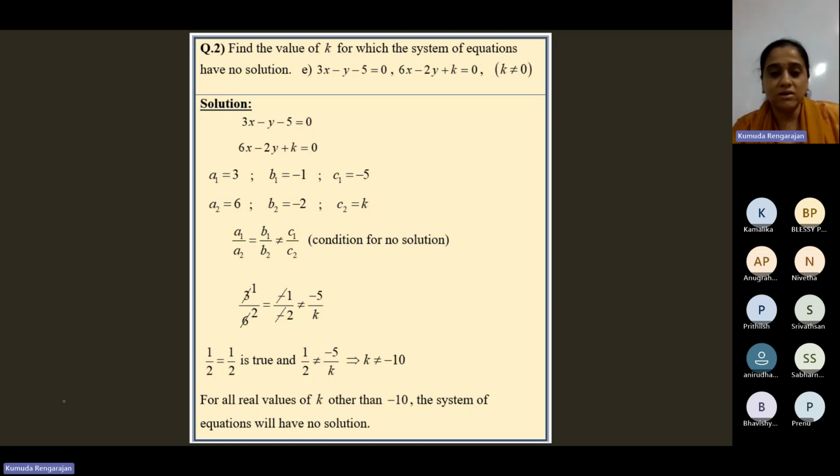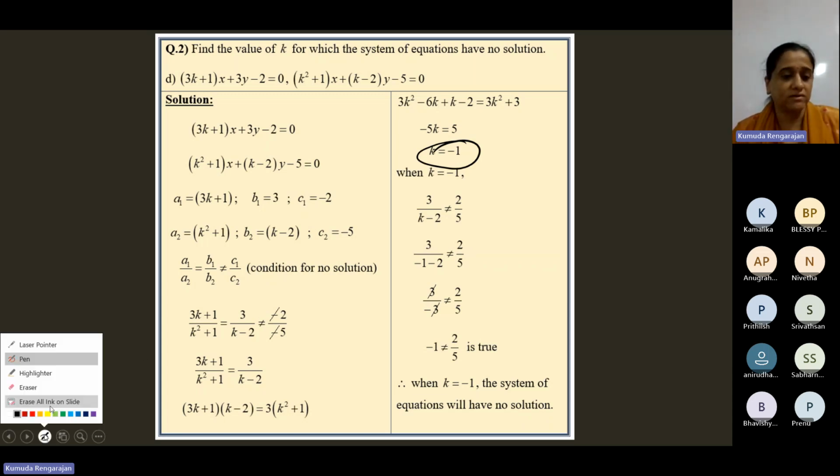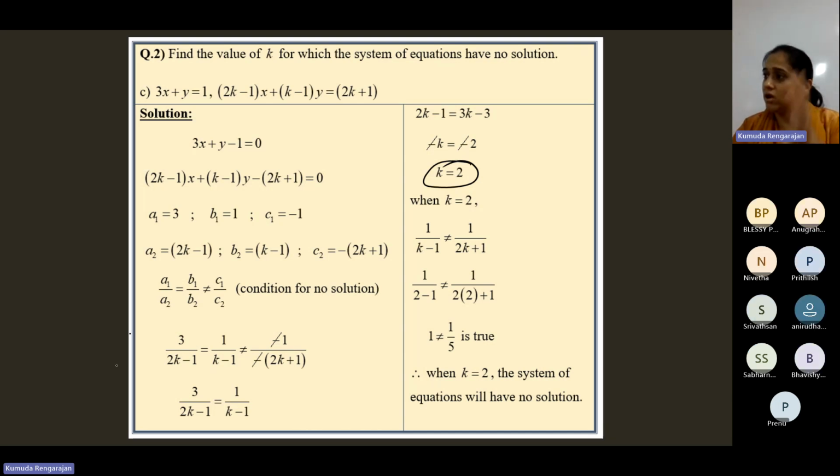Why are we saying this? Earlier, what did we get? We got k should be minus 1. So for this, you should not write for all real values of k other than minus 1. Okay, we didn't do this one. I'll take the earlier one. We worked this, no? So we got k is equal to 2. Here you should not say for all real values of k other than 2. Here the value of k is 2. Only one value of k. So when k is 2, the system of equations will have no solution.